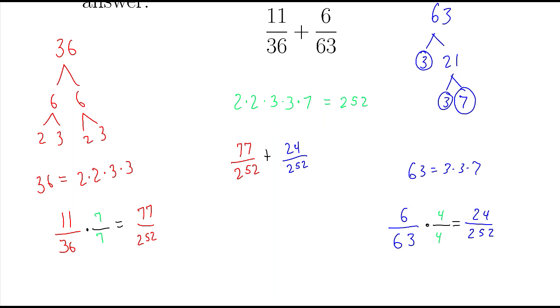All right, so 77 plus 24 is 101 over 252. Now we need to try to simplify that, if at all possible. Let me think about that for a second. It's not divisible by anything. There we go. So 101 over 252. What a mean question.